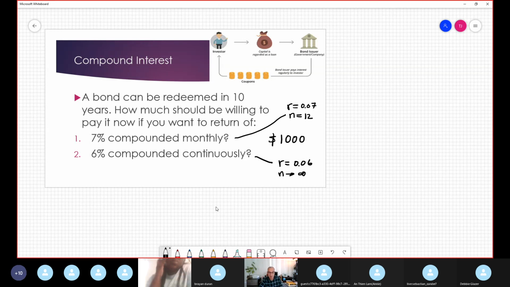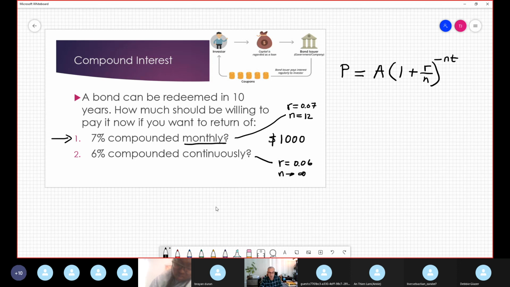Now in this problem we have a combination of two formulas, because we have present value, the thing I try to find. Present value is the price today, equal to future value times 1 plus R divided by M, raised to the minus NT. This is the formula for the first, the monthly one. The formula for the second, the continuous one, is different: A e to the minus RT. Let's do it one by one.